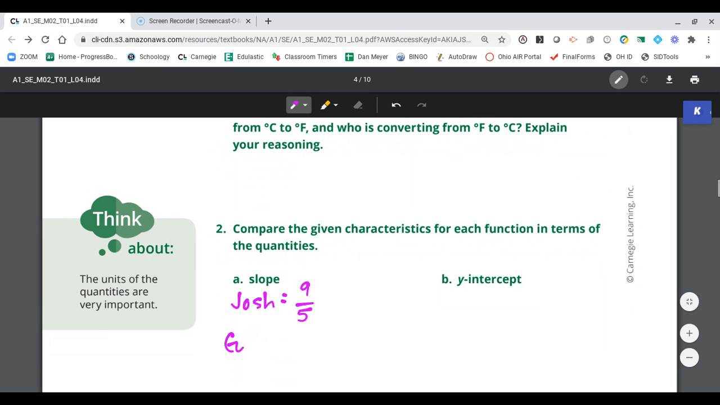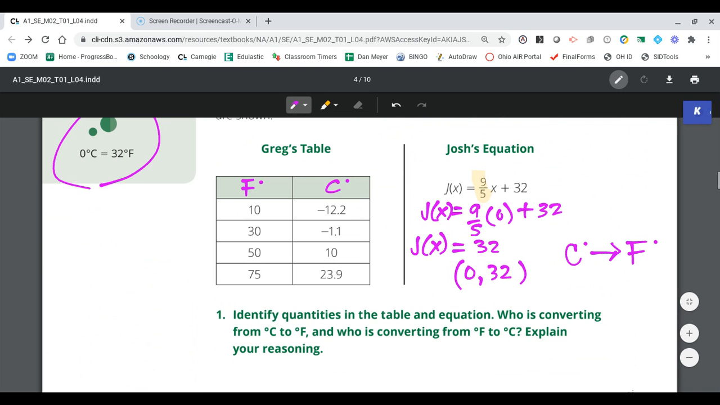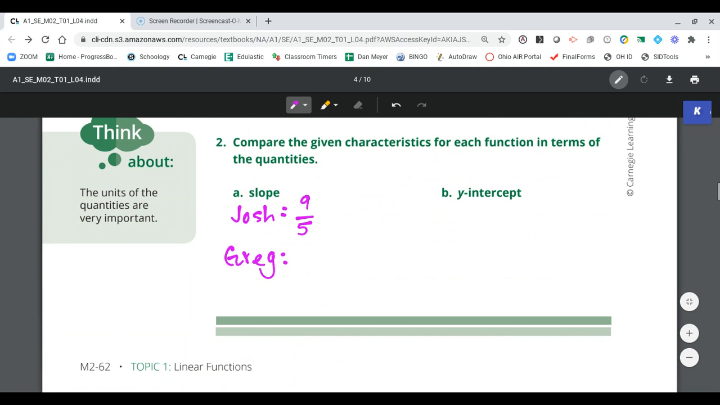And then Greg's equation, or Greg's graph or table, it's a little harder to see, and they kind of round in the table. So I'm just going to tell you it's flipped, and it's 5/9. Okay. And then what does the y-intercept mean?